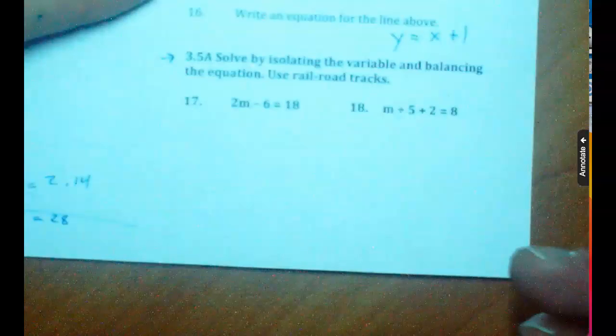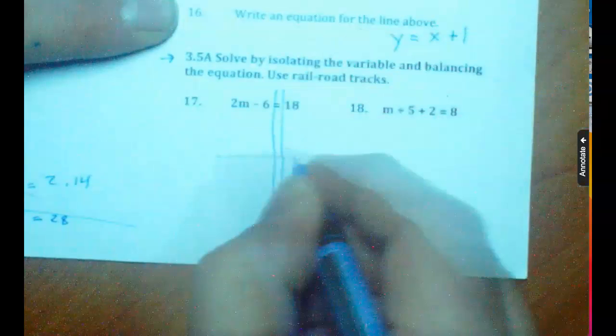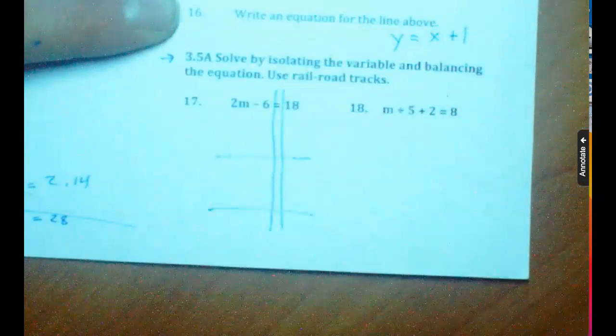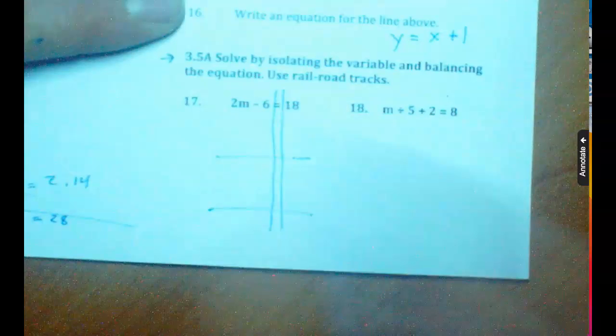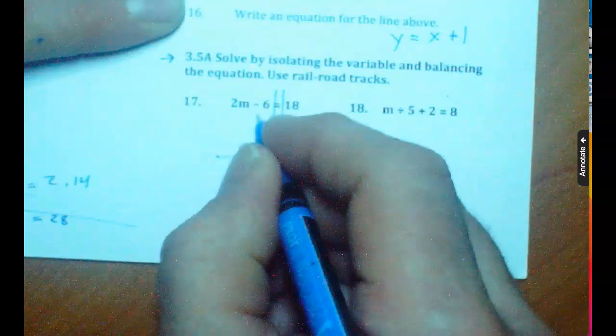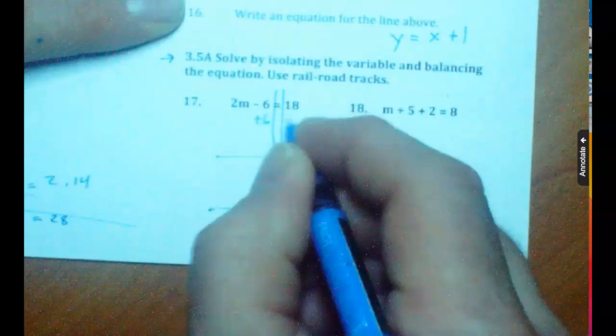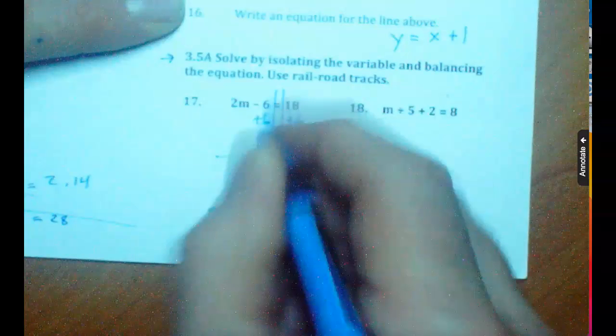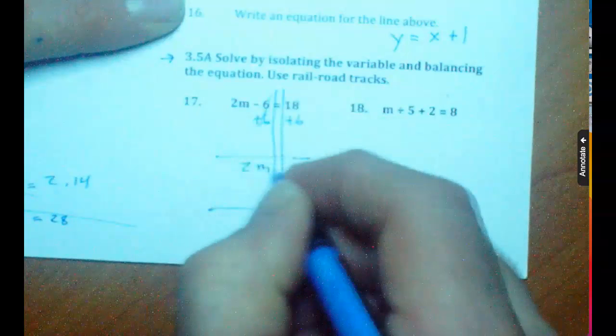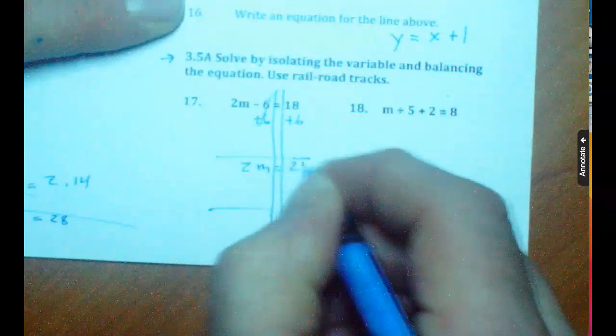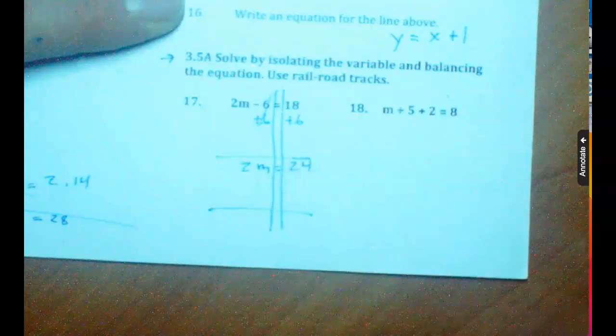All right, here we have to isolate these and balance using railroad tracks. Let me just draw in my graphic organizer so I'm ready to roll. Makes life a lot simpler. I know exactly what I need to do. All right, so let me get rid of the minus 6 by adding 6 to both sides. Okay, so now I'm left with 2m equals 24. That's 18 plus 6.